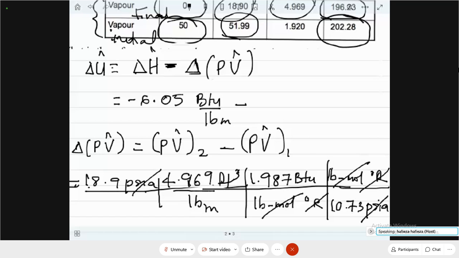What happened to the feet cubic? Why is the feet cubic there? Doctor, the 10.73 is feet cubed per PSI. So cancel the feet cubic. That's it, pound mass, the same unit as over here. So what's the answer if we multiply the whole thing? What's the answer, guys? I hope my pen works. Anybody manage to get the answer?